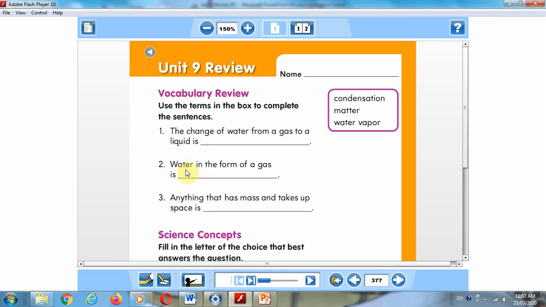Number 2. Water in the form of a gas is water vapor, in the form of a gas. So it's water vapor. Number 3. Anything that has mass and takes up space is matter. Anything that has mass and takes up space is called matter, because matter is everything around us that has mass and takes up space.